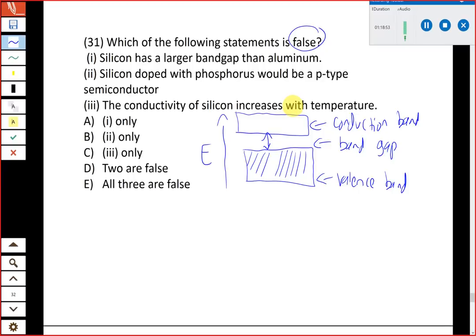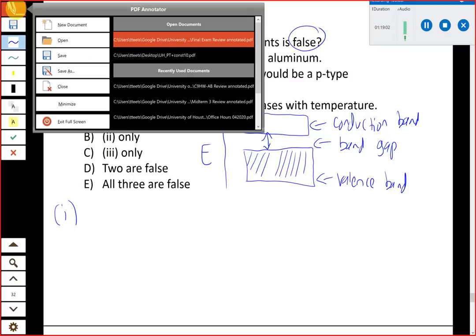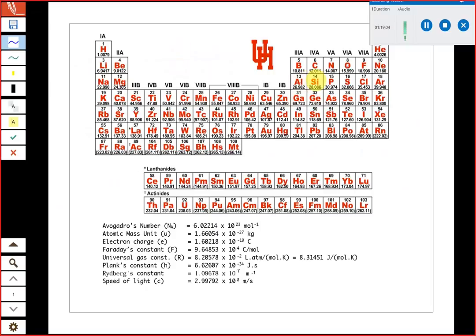So if we look at the answer choices here, the first one deals with the concept of band gap. Silicon has a larger band gap than aluminum. In the periodic table, we can see that aluminum and silicon are right next to each other. But in terms of their classification, aluminum is a metal, which means that it conducts electricity. But silicon is one of our metalloids, one of those borderline elements. These are both right along that imaginary staircase, but aluminum is to the left and it's classified as a metal. It's a conductor. Silicon, just on the other side of that, is a semiconductor.